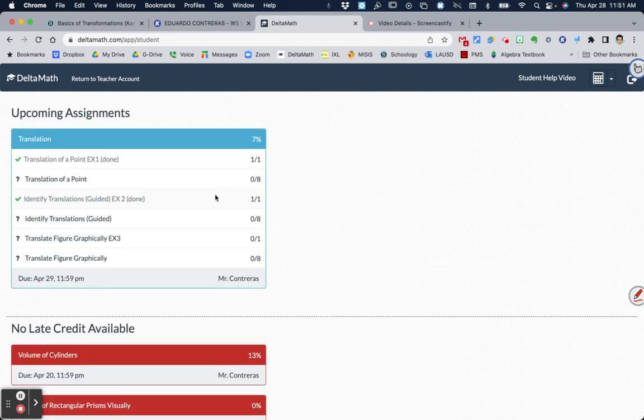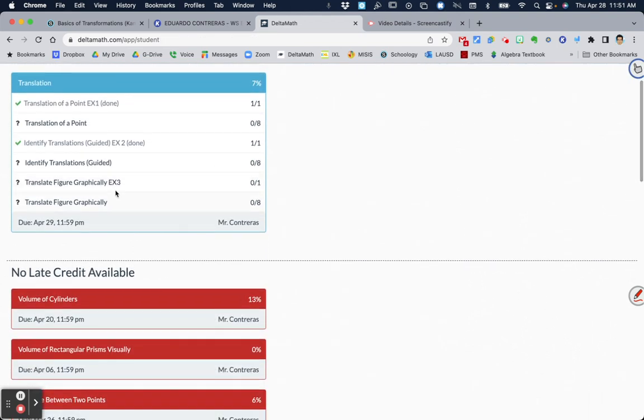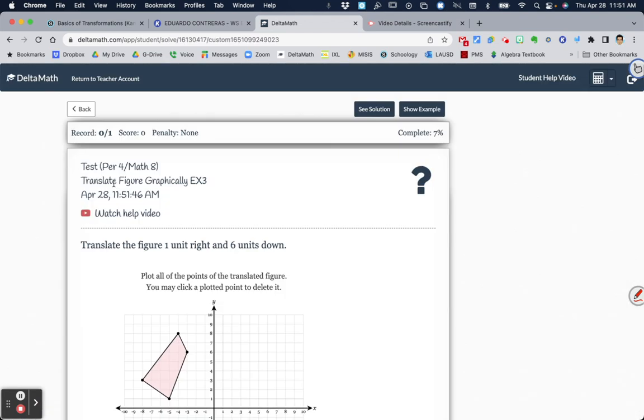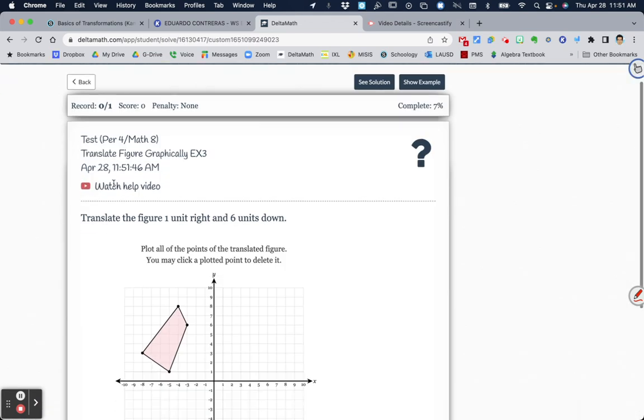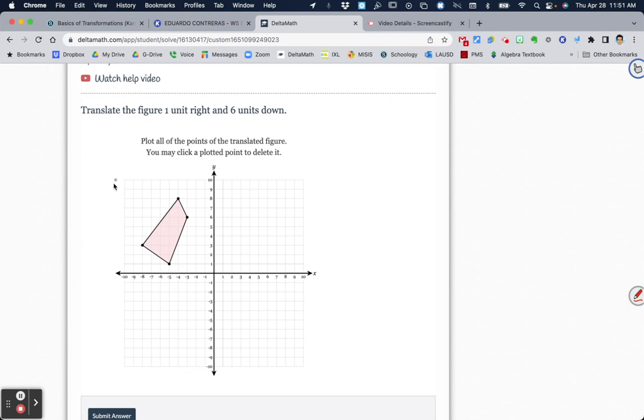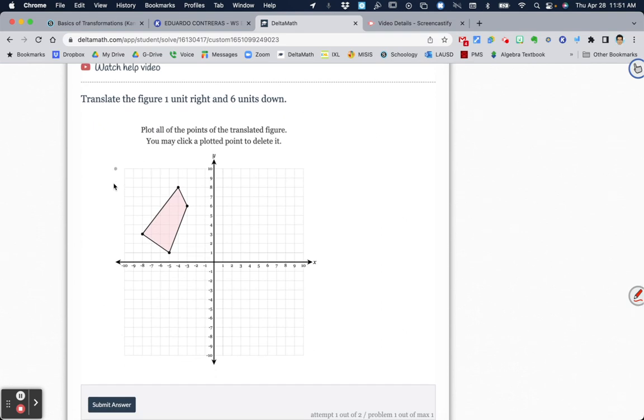And let's do the last one. And because it's the last thing we're going to do, it's about the toughest, but it's not that bad. So I have this quadrilateral, this 4-sided shape. And it says translate figure 1 unit right and 6 units down. So make sure you read that correctly. So I want to go 1 unit right and 6 units down. So basically you pick every point and you move that many units in each of those directions.